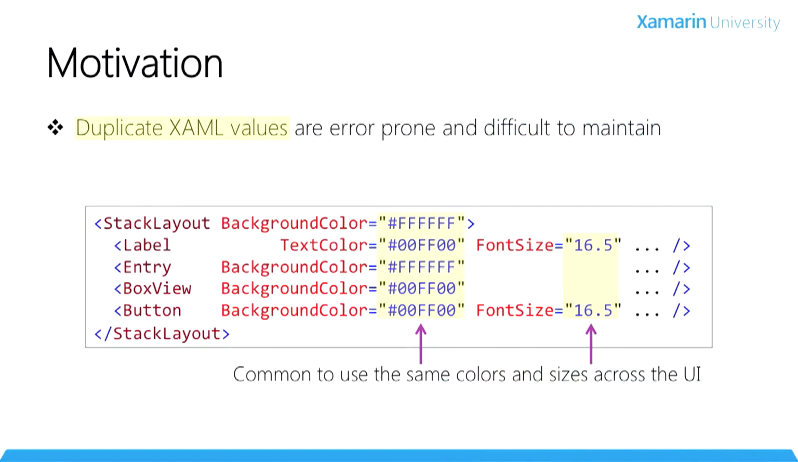Duplicate values often occur in XAML for things that define the look of the UI, things like fonts and sizes and colors. And duplicate XAML is bad for a number of reasons. First, it's difficult to update values in multiple places, and it's also hard to achieve consistency. So for example, if you've got 20 pages in your app, it's easy to accidentally use the wrong color or size in at least one of them.